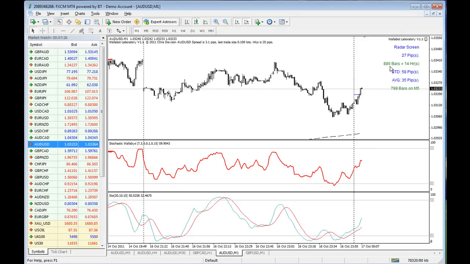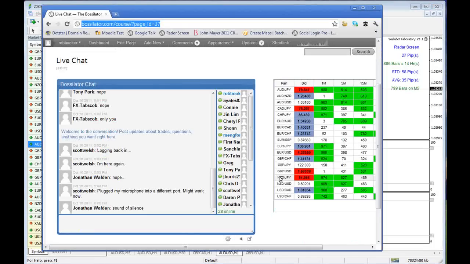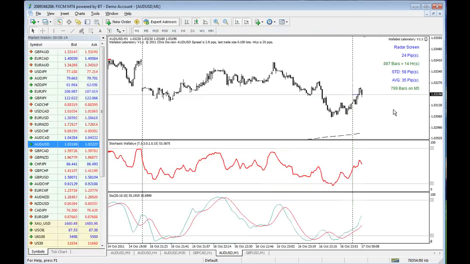Right now on the 1 minute chart, the Australian dollar US dollar is only 27 pips away from the 800 period simple moving average. It has been away from the 800 for 886 bars on the MetaTrader version of the Bossilator and 983 on the web version. That is because the live quote feed that generates the web version of the Bossilator is from GFT, and the chart that I'm looking at right now is an FXCM MetaTrader screen.